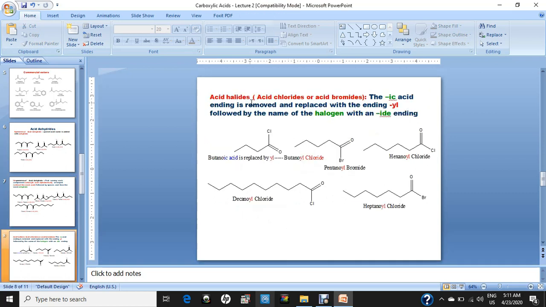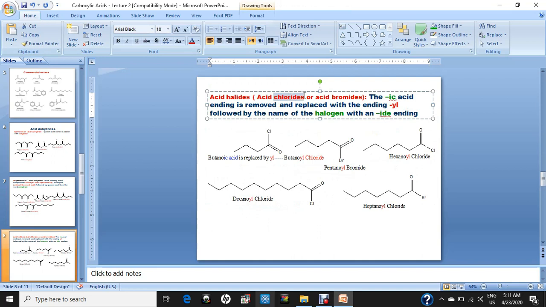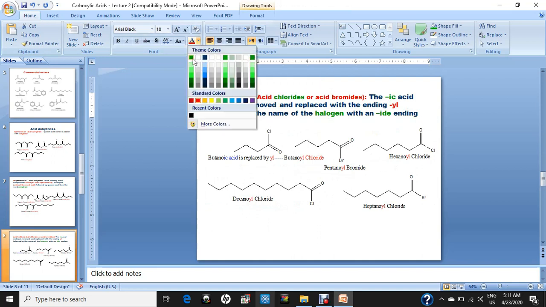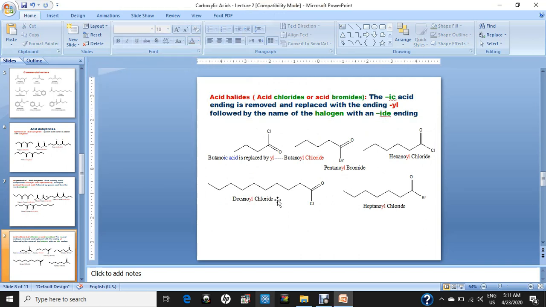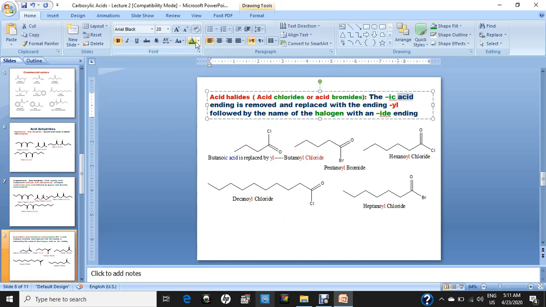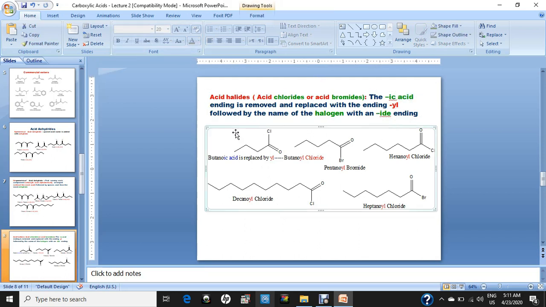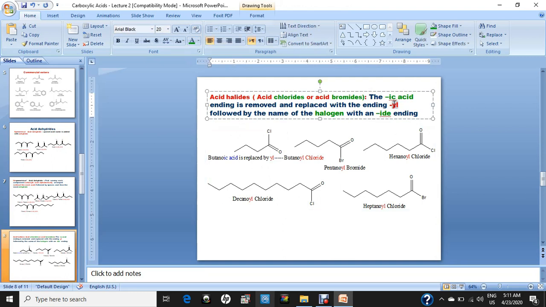Now acid halides. When I say acid halides, it will include both chlorides and bromides. Generally these two are well known. Acid halides include generally chlorides and bromides. The ic, you know where it is from? From carboxylic acid. So the ic acid ending is removed and replaced with the ending yl. We have to add here yl.